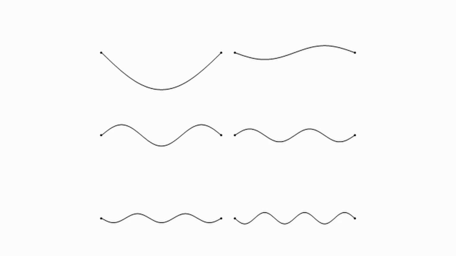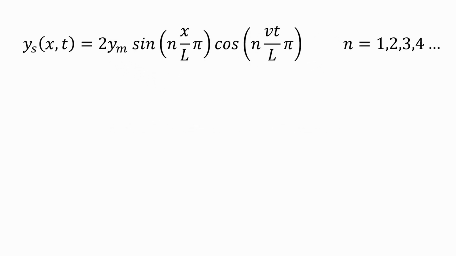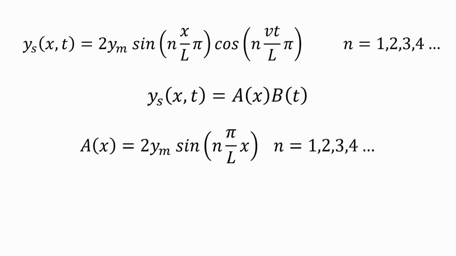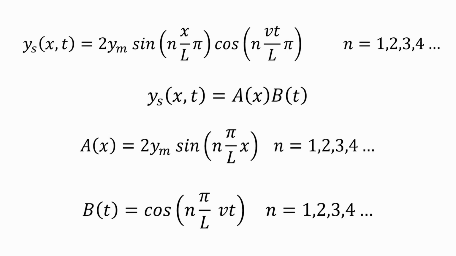Finally, the standing wave equation with fixed ends can be written as or where A is only a function of x and B is only a function of t.